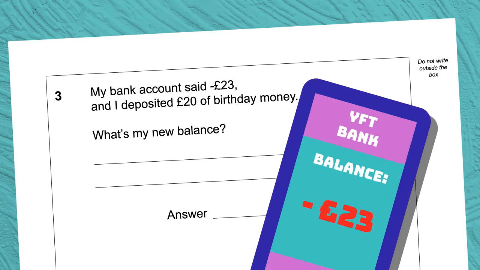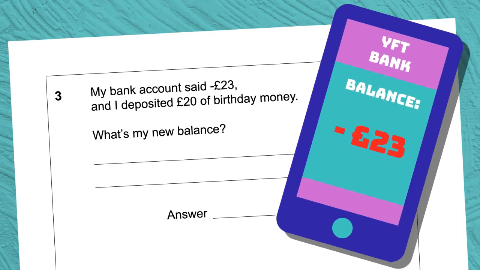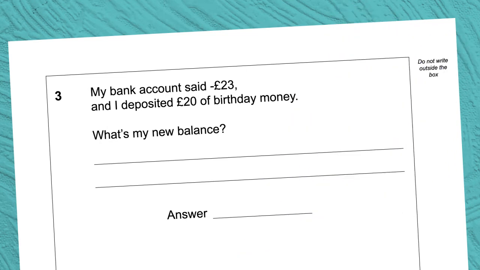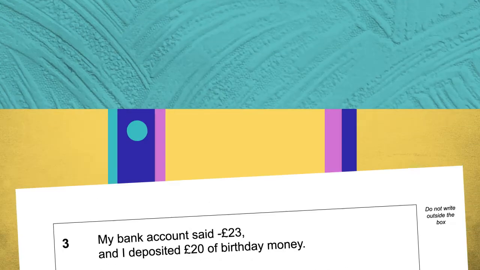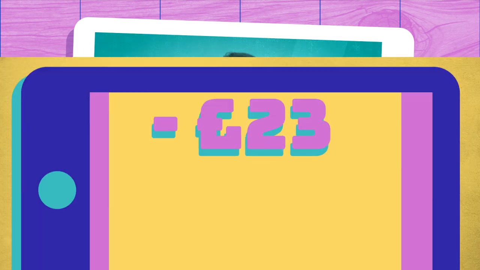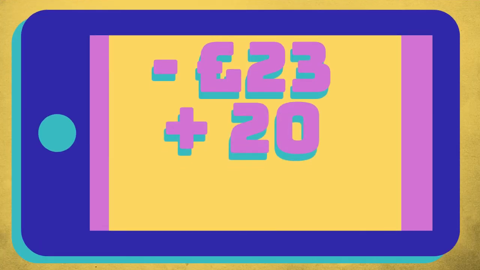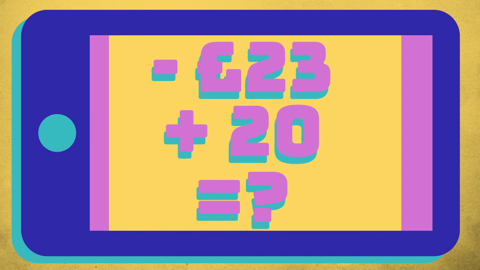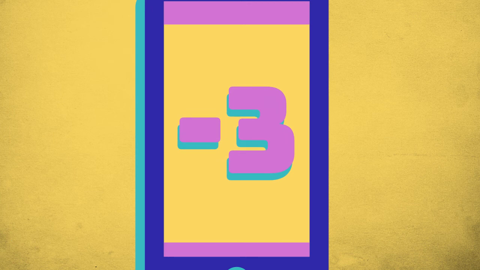Number 3, my bank account said minus £23 and I deposited £20 of my birthday money. What's my new balance? Okay, let's start at minus 23 on the number line. I'm not going to show you this time as I think you can do it without my help. Now let's move up 20. So hopefully you'll figure out that minus 23 plus 20 equals minus 3. Not quite at 0, but I'm close.